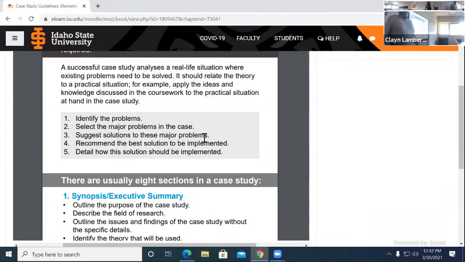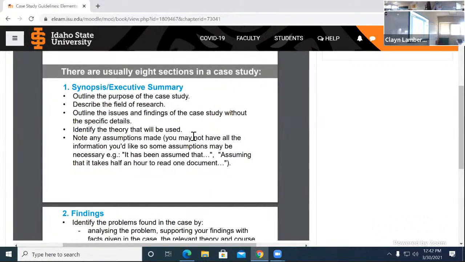Okay. Now, the book says that there are 8 sections in a case study. Number 1, the synopsis. Outline the purpose. Describe the field of research. Outline the issues. Identify the theories and identify assumptions. Guess how long this should be? This sounds like a lot. Guess how long this should be? 1 to 2 paragraphs max.